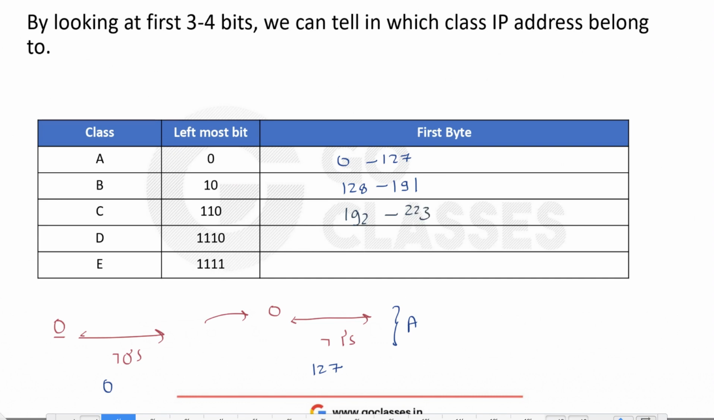Now for class D, you have 1110 as a fixed prefix, and then you have 4 bits: four zeros till 1110 is fixed, then four ones. This is 224 and this is 239. So you have 224 to 239. Similarly, here you have 240 to 255. That's how we can calculate the first byte in the decimal system for every class.